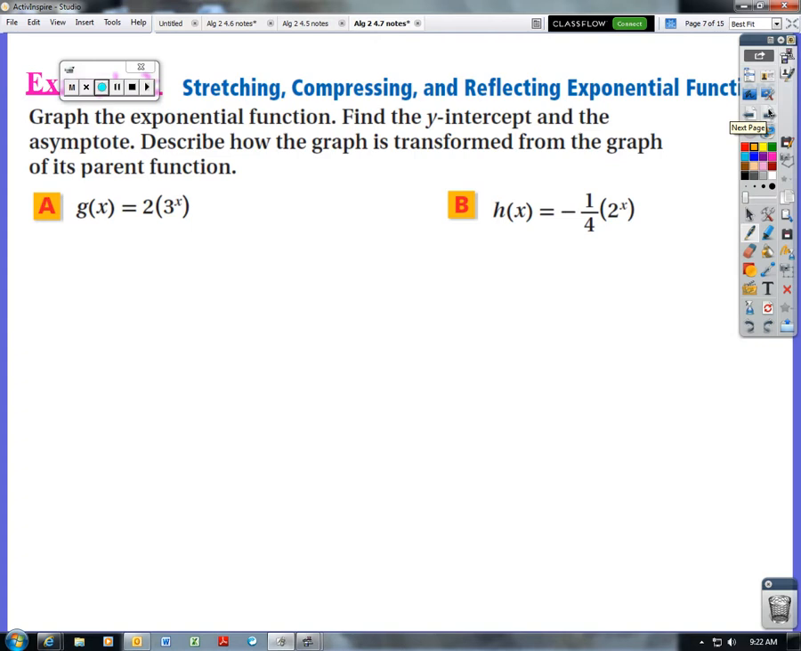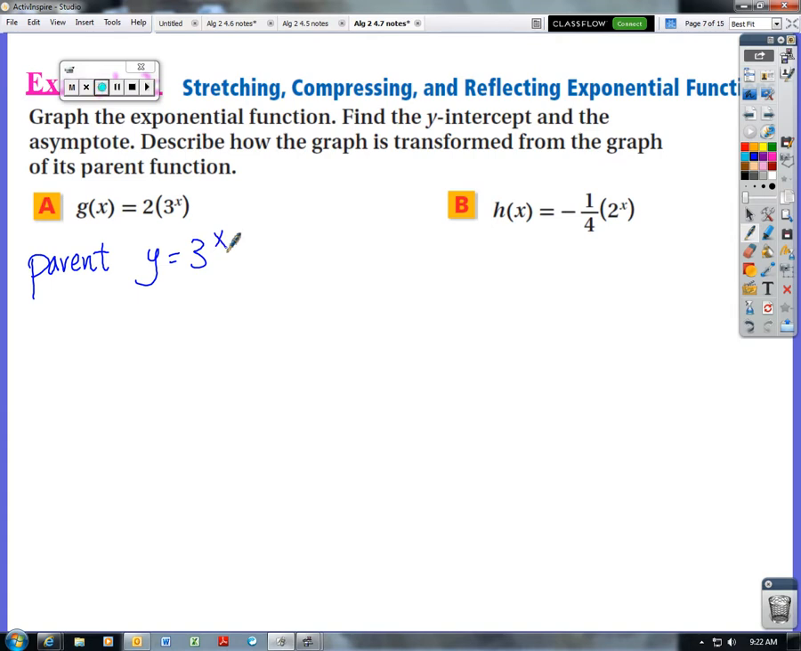Okay, so now we're doing stretches and compressions. So these are a little more challenging than moving things left and right and up and down. Okay, again, I'm going to graph the parent. So the parent is the one with the base. The 3 to the x is the parent.